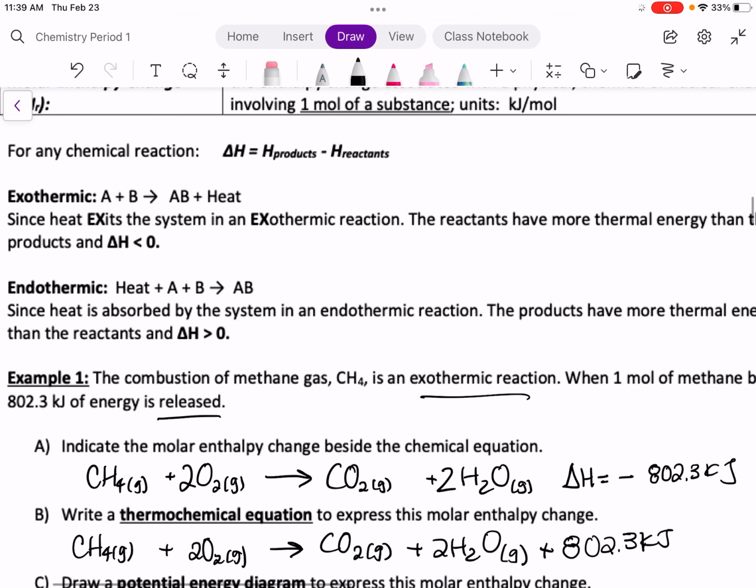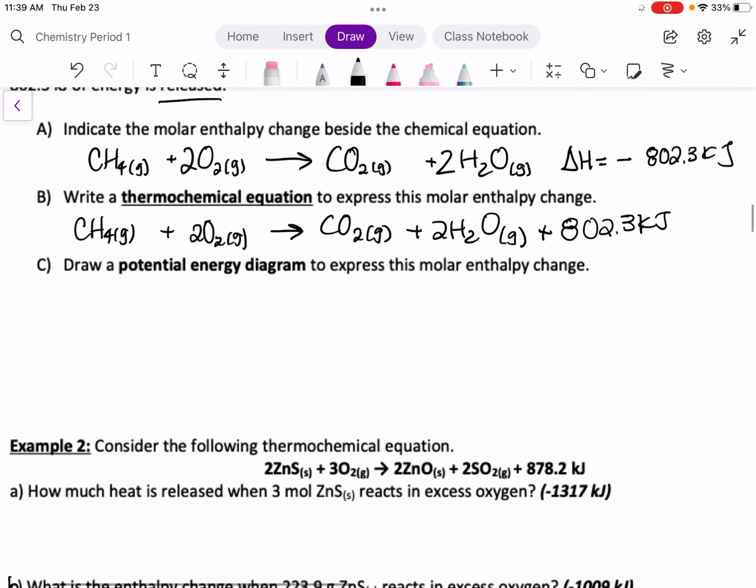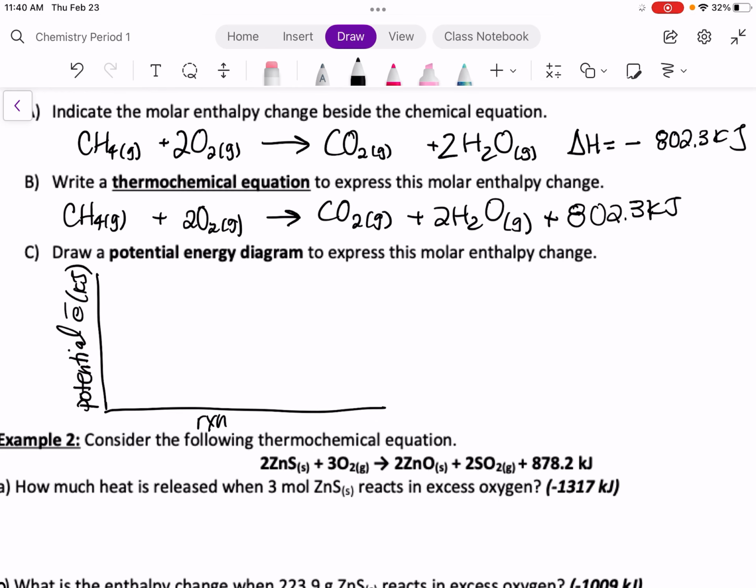If it was endothermic, it would be added as a reactant. Exothermic, product. All right, let's draw a potential energy diagram. Here we have potential energy, and this is in kilojoules. On the bottom, we have reaction progress.